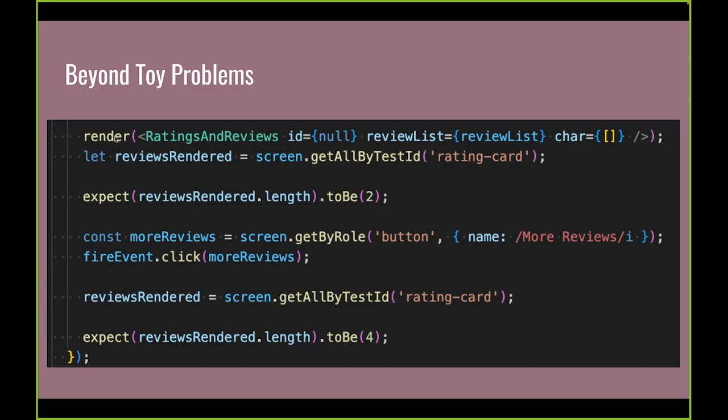Other examples are things like user input, where you can render a list of ratings and reviews. You can grab them on the screen by a test ID that you've given it. You initially expect it to be 2, but then, wait, you can also grab on the screen a button that's called More Reviews that will expand this review list by 2. You can fire a user event and click this button, More Reviews. Grab all the reviews on the screen again and expect it to be 4. So this is an example of how powerful testing can be because you can prove that the behavior is what you expect it to be without having a user sit in front of the computer clicking these buttons individually.